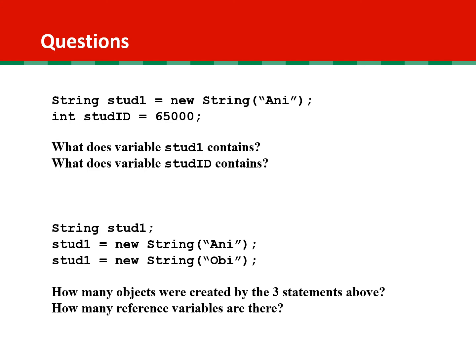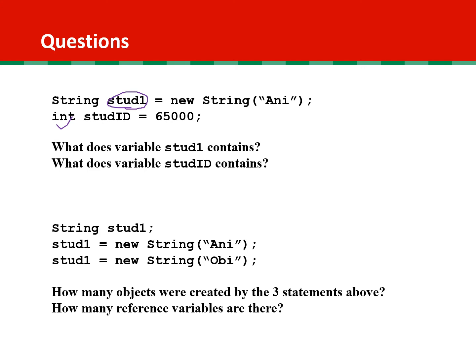All right, so let's have a look here. The first one is a string, an object, and a new object has been created with the reference of variable stud1. Then the second line is an integer, a primitive type. The variable name is studID equals 65,000. So what does variable stud1 contain? As mentioned just now, stud1's type is an object, so stud1 actually contains the address of the string object that has just been created here. What does variable studID contain? This is a primitive type, so in studID the value is 65,000.